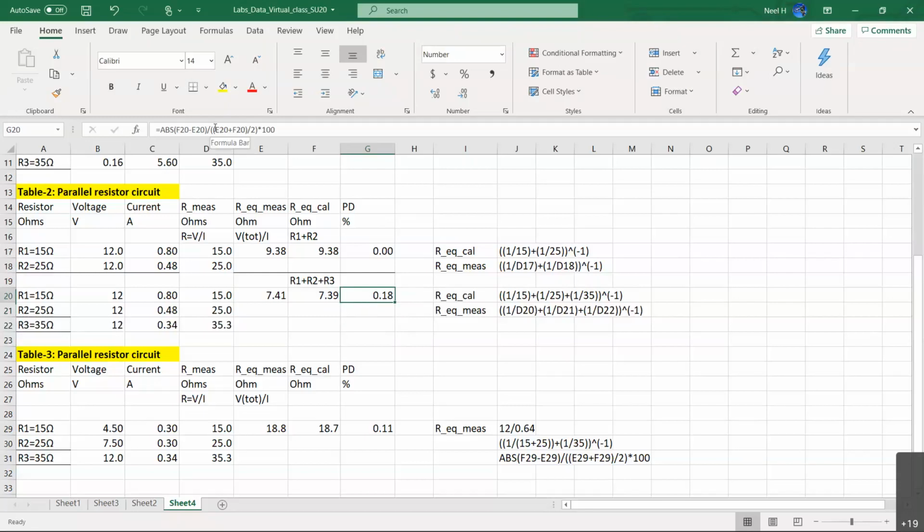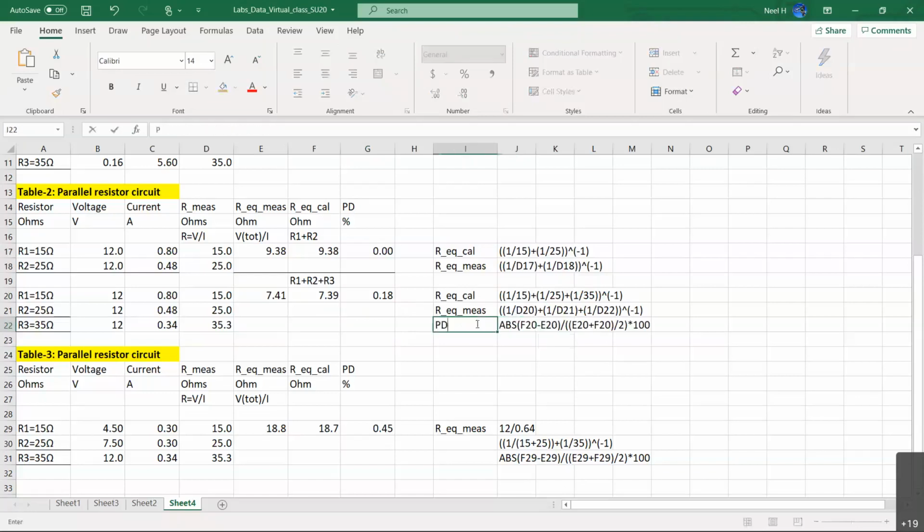0.18. Yeah, there should be another parenthesis between these two, okay? At this point also, I think I missed that parenthesis. Okay, good. Any questions so far? Let me copy paste this formula too. That's the absolute error calculation equation right here. Okay, that is the PD for table number 2, case number 2. Any questions so far?